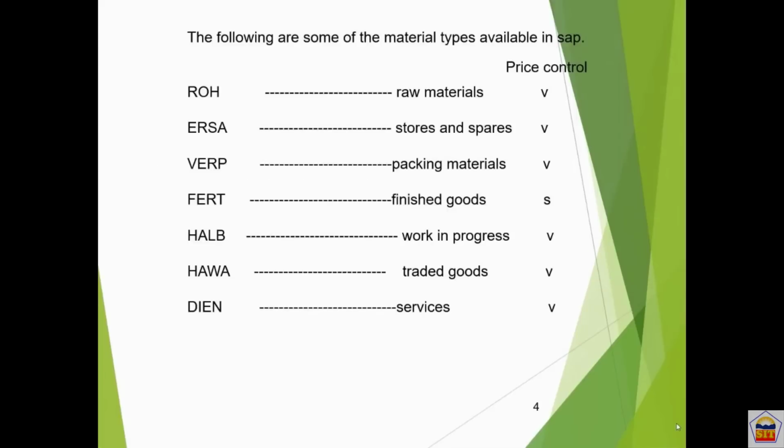For each of the material types, SAP has given a standard ID. The standard ID for the raw material is ROH. For stores and spares it is ERSA. For packing it is ERP. For finished goods it is FERT. For each of the material types, we will be following the price control to do the valuation in our books. And this price control we have of two types: price control V, and price control S.